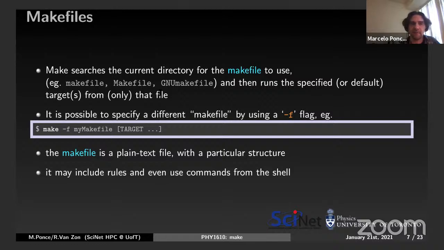Now, I have been talking about the makefile. The makefile is nothing else but a plain text file with a particular structure, and it indicates the targets. When I say the targets, I mean what I want to build and how to do it, and those are called the rules. So each target has a set of rules that indicates how you build those targets. Okay, any questions so far?